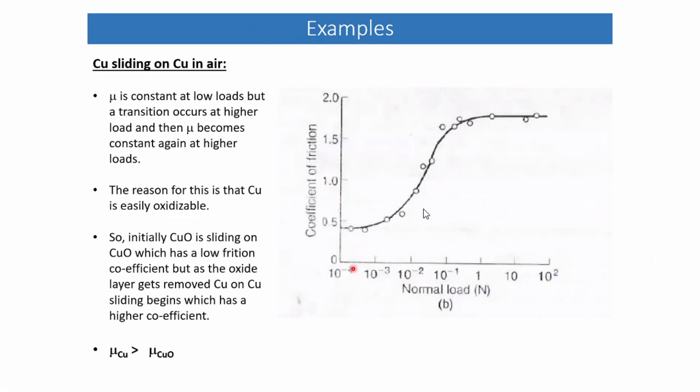But in another case, we can see that when we increase the normal load, the coefficient of friction actually increases. What's happening here is when copper is sliding on copper, initially there is a copper oxide at the surface, and these oxide films slide on oxide films, and the coefficient of friction of the oxide is lower than the coefficient of friction of the metal. But as we increase the load, the oxide films get broken away and worn away, and the metal starts sliding on the metal, and the coefficient of friction increases.